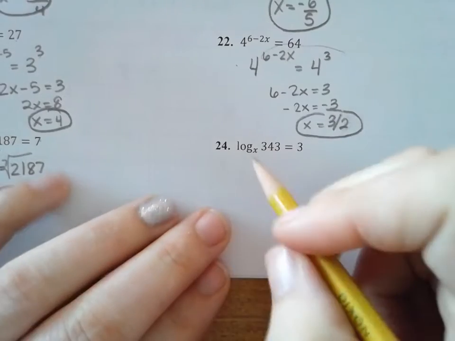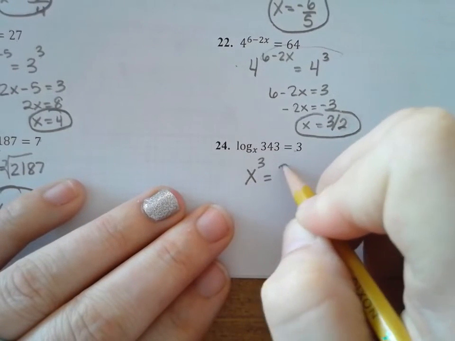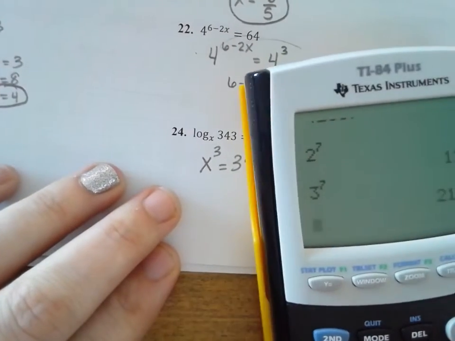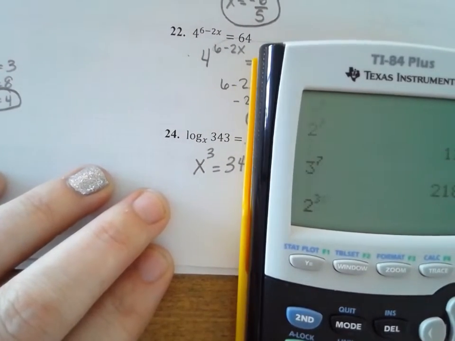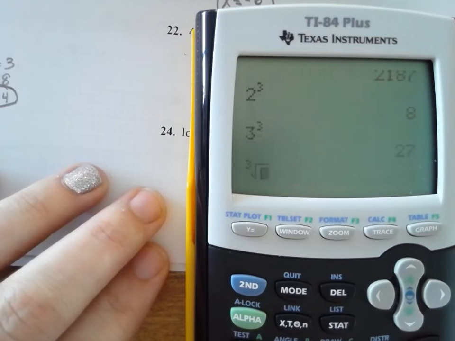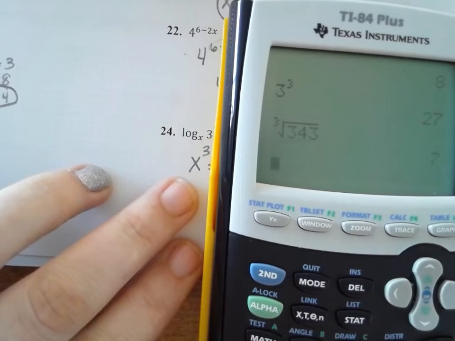Over here, again, rewrite x cubed equals 343. If you don't remember how to take the cube root, simply do 2 cubed, 3 cubed, and you could keep going, but cube root is math 4. And what is that? 343. Should be 7. Okay, there you go, 7.